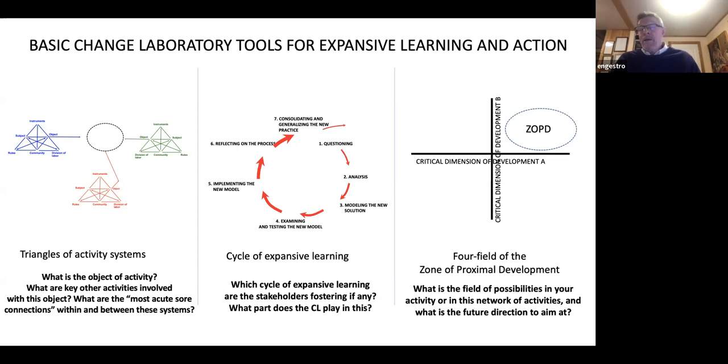We typically, in change laboratories, use four field models in which you identify two historically critical dimensions of development. And you create a four field with the help of those to analyze different patterns of the activity that is being developed and what will be the zone of proximal development of that activity.